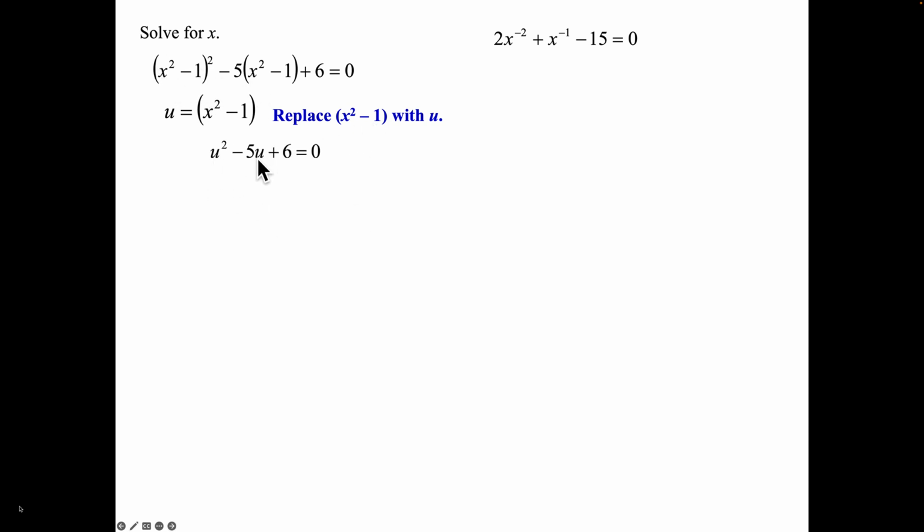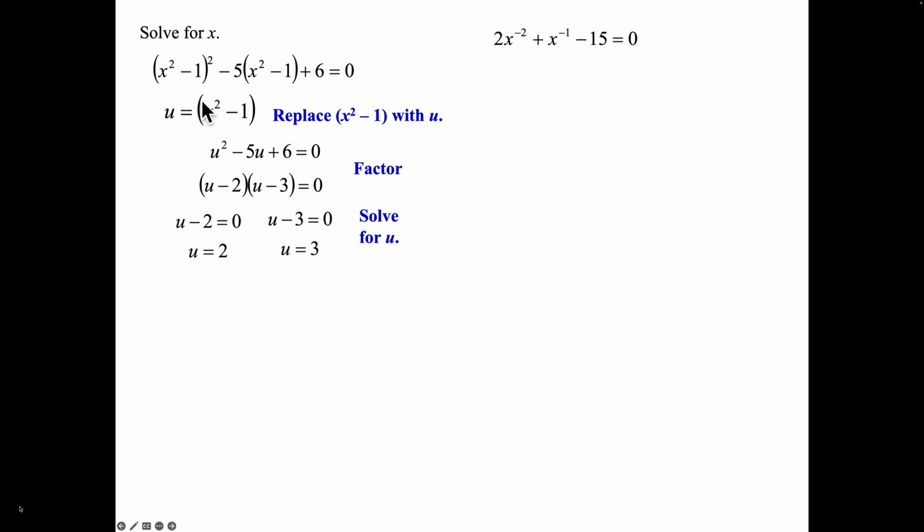There's my new trinomial. So it goes from ugly to much better looking. Kind of like your instructor.